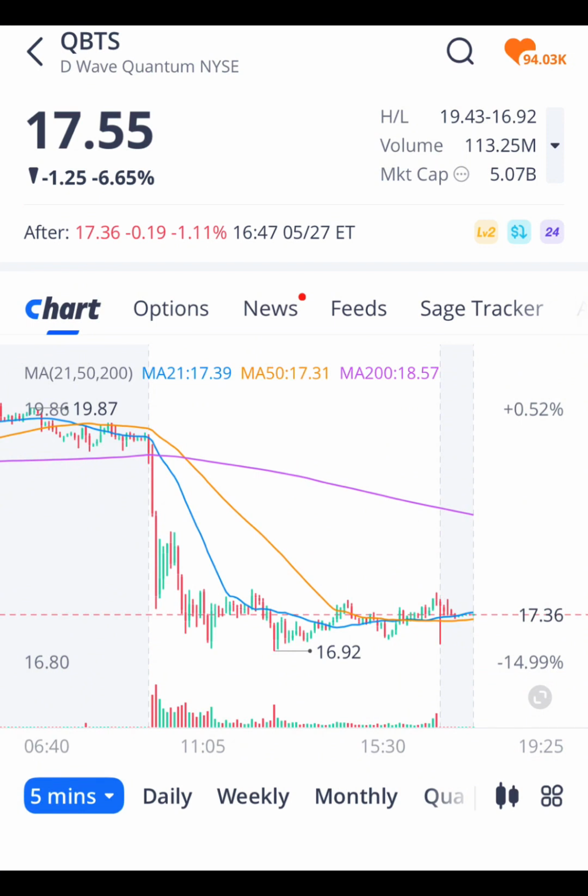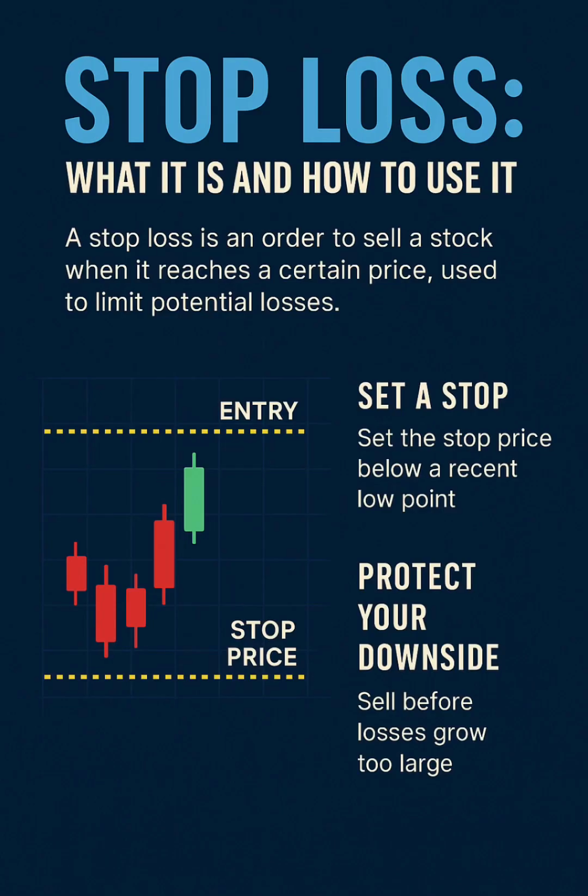Once you've decided on your first stock to trade, something with solid volume, decent volatility, and not a sketchy penny stock, the next thing you need is a game plan for managing risk. That means setting a stop loss. A stop loss is your exit plan. It's the price where you say, I'm out, before a small loss becomes a big one.